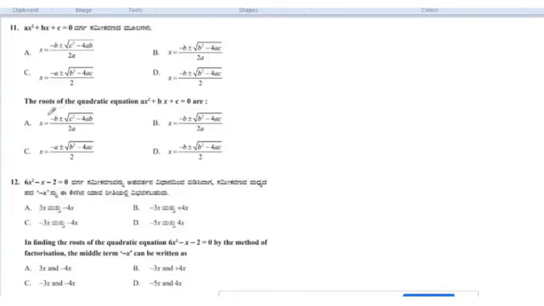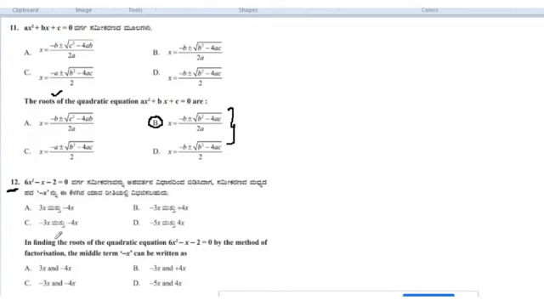Moving on to the 11th question: the roots of the quadratic equation ax square plus bx plus c. To find the roots of the quadratic equation, we have to use the formula minus b plus or minus root over b square minus 4ac, all divided by 2a. So the correct option among a, b, c, d is b, and this is the basic formula to find the roots of a quadratic equation using the formula method.